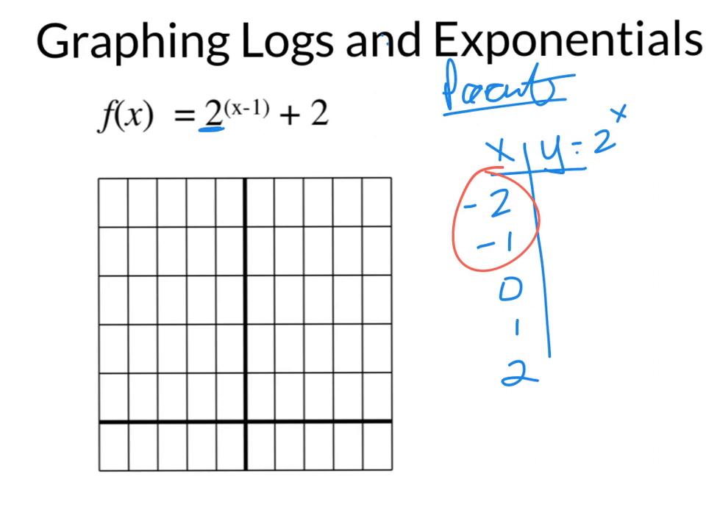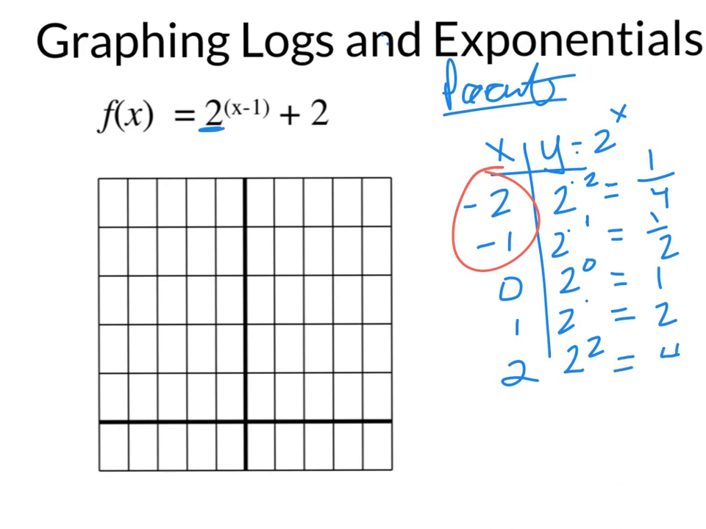I had a couple of students on the last assessment that did not put negative numbers, and so did not have a complete graph, and sadly I had to take credit off. So we're going to plug in those numbers, 2 to the -2, 2 to the -1, 2 to the 0, 2 to the 1, 2 to the 2, and then we're going to see what those equal. So 2 to the -2 is actually 1 over 2 to the 2, which is 1/4. This is 1/2. 2 to the 0 is 1. 2 to the 1 is 2. And 2 to the 2 is 4.